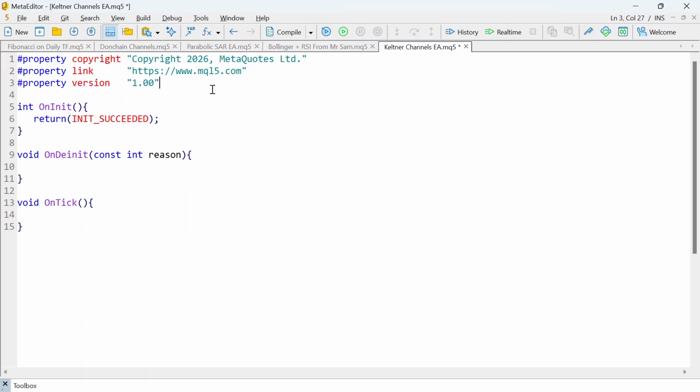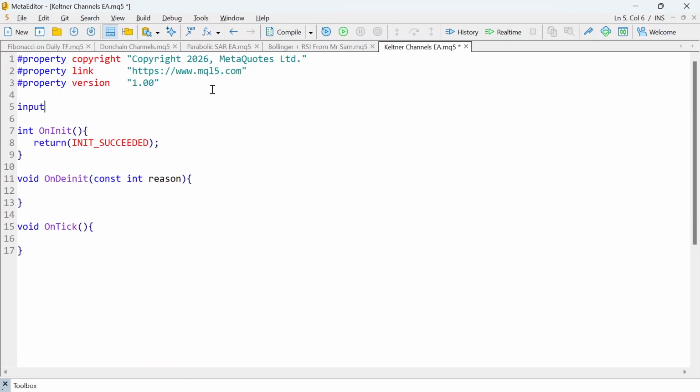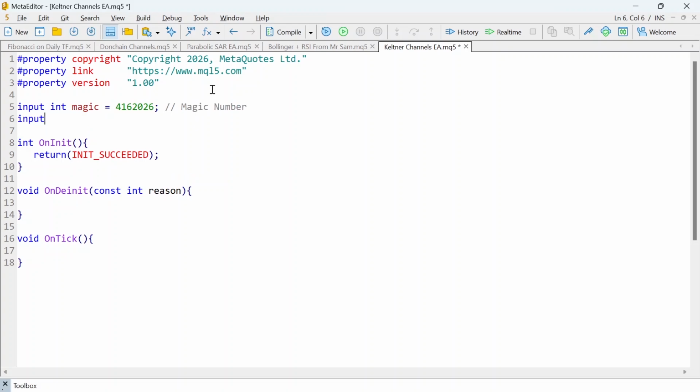So what are the things we need from the user? First thing first, we need the magic number. So I'll say magic number, which is 416. This can be a random number, right? But it must be unique for every EA that you are using on a particular account. Then I need to specify the lot size for each position or trade. So I'll say lot size.